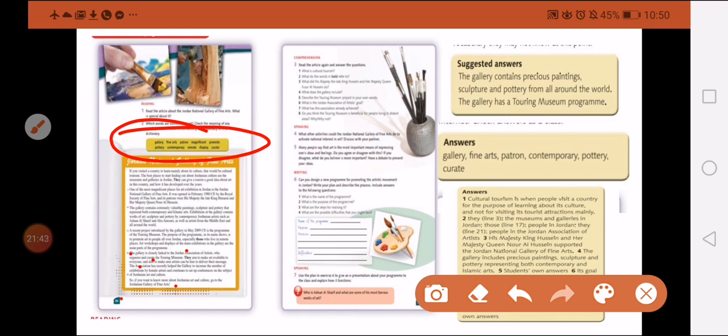One of the most magnificent places for art exhibition in Jordan. Now exhibition, the same meaning as gallery, in Jordan is the Jordan National Gallery of Fine Arts. It refers to what? To Jordan National Gallery of Fine Arts. It was opened. إذا أنا بحكي عن إشي صار في الماضي بالباسف. It was opened in February 1980 Common Era by the Royal Society of Fine Arts.